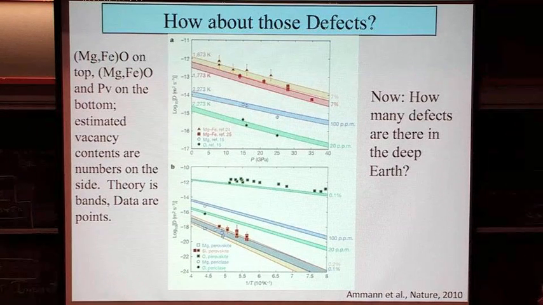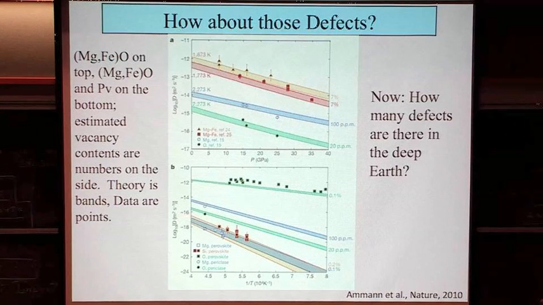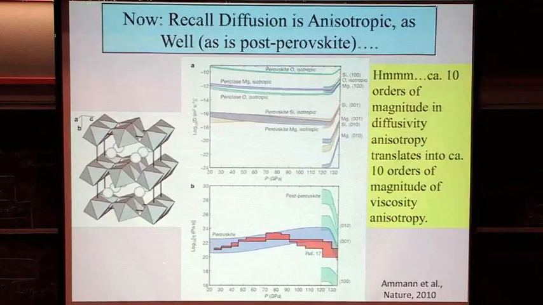The data points are from experiments. Is that you can get a loosely 5-6 order of magnitude variation in conductivity or in diffusivity, depending on your vacancy concentration. Now, the one phase that is particularly villainous in terms of its anisotropy is the post-Perovskite phase.